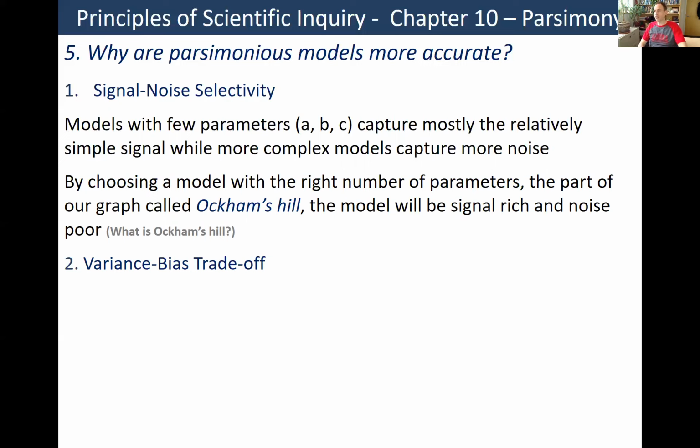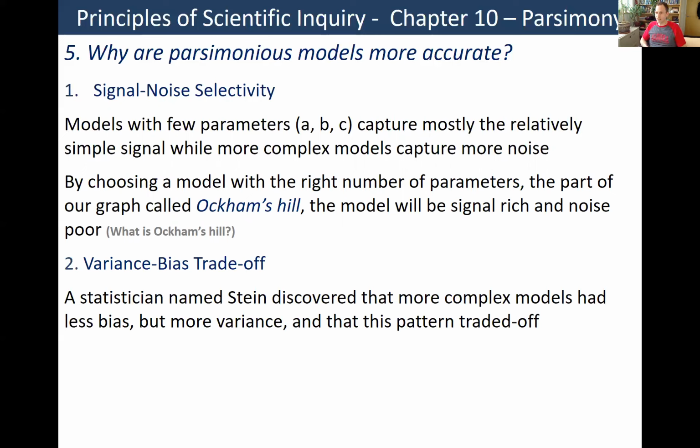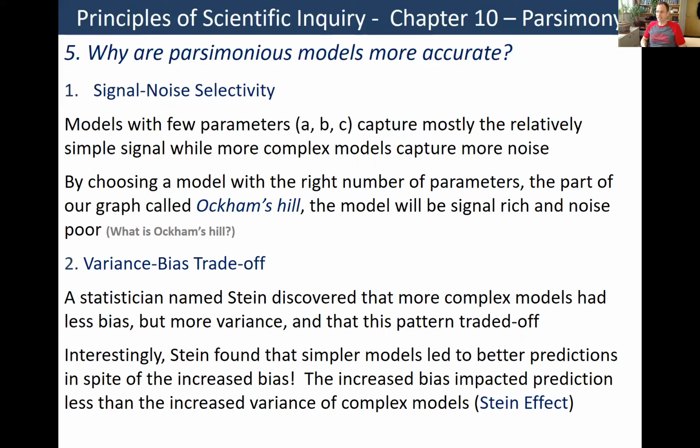Now there's a funny sort of qualification on this. It's called the variance bias trade-off. And a statistician named Stein discovered that more complex models had less bias but more variance, and that this pattern traded off. So Stein found that simpler models led to better predictions in spite of that increased bias. So the increased bias impacted prediction less than the increased variance of complex models. This is called the Stein effect.